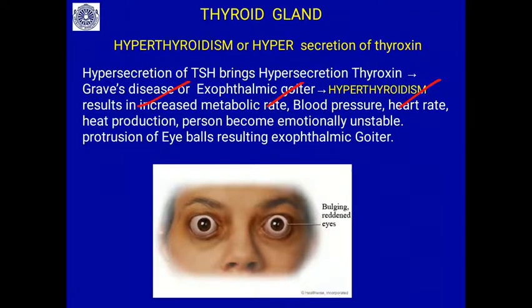You can see the person is restless, full of energy, with increased metabolic rate, high blood pressure, increased heart rate, and a high amount of heat production. The person is emotionally unstable and irritable, and there is a protrusion of the eyeballs resulting in redness in the eyes, which is called exophthalmic goiter. So this is hyperthyroidism.